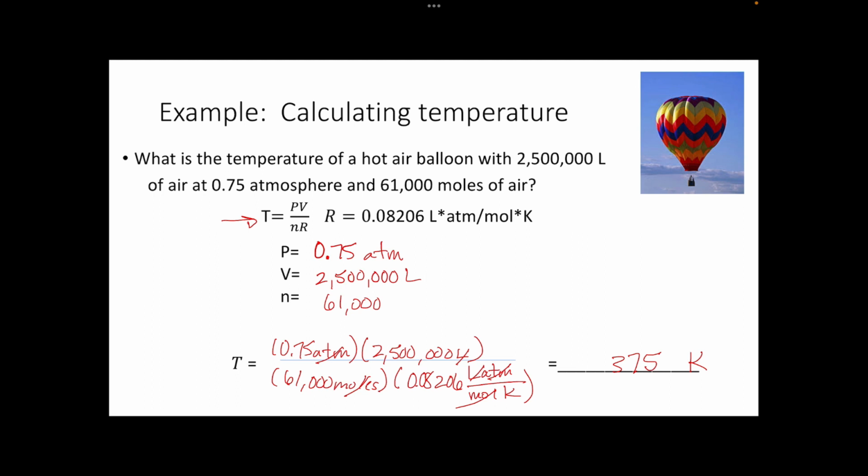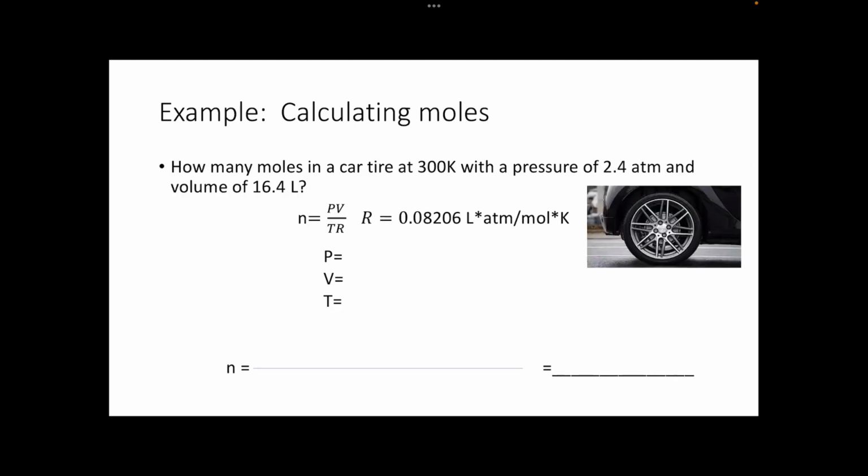One more example. Let's go ahead and calculate the moles. This is the expression we get: the moles equals PV over RT. We're going to look at the example of a car tire again. How many moles are in a car tire at 300 degrees Kelvin, that's our temperature, with a pressure of 2.4 atmospheres, that's our pressure, and a volume of 16.4 liters?